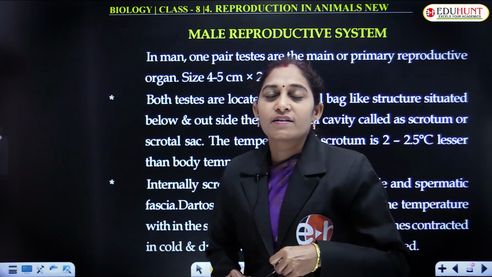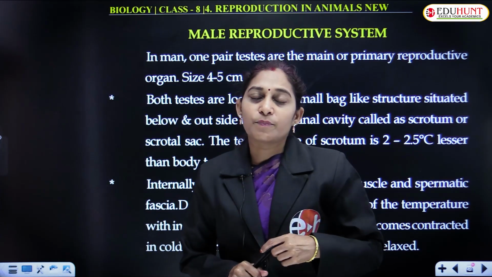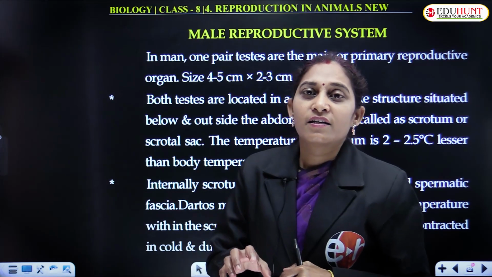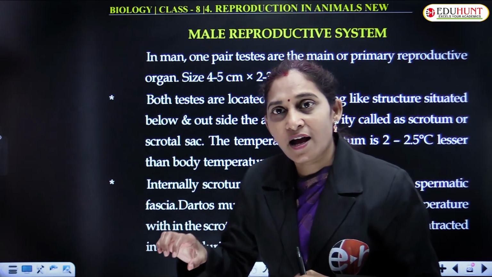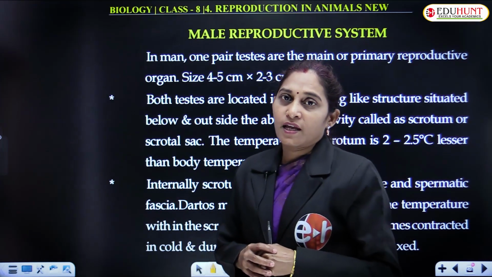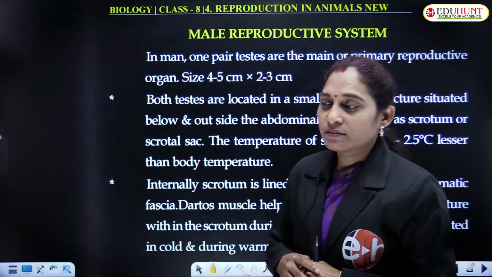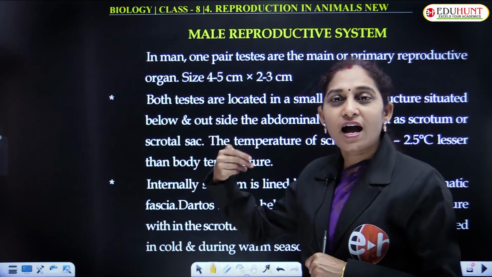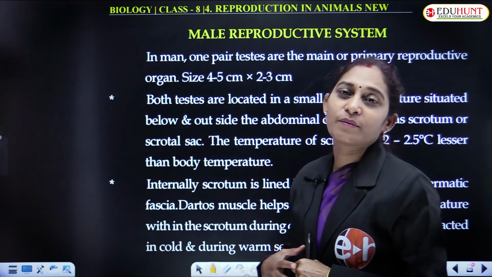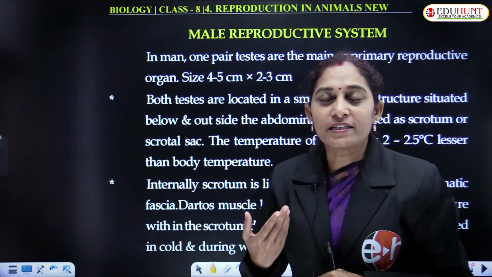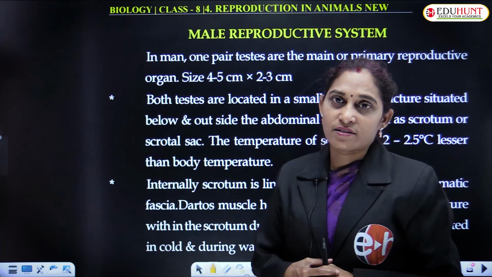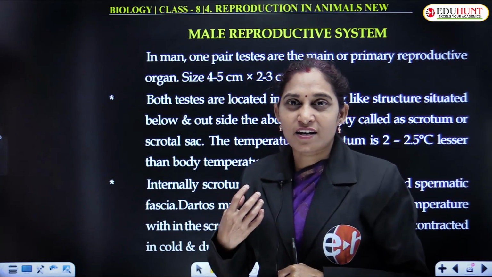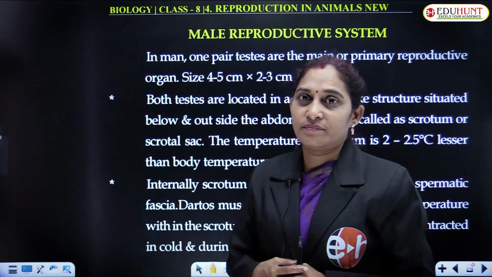We are discussing reproduction in animals, sexual reproduction in higher animals. In sexual reproduction, a series of events occur during reproduction. First of all, development of sex organs. Development of sex organs takes place right from the birth.